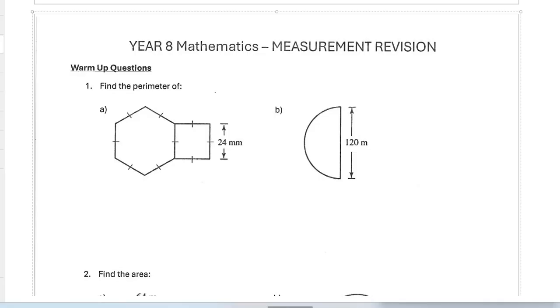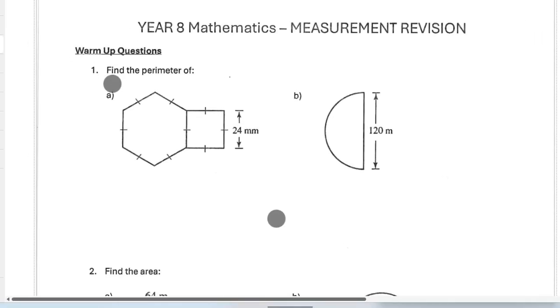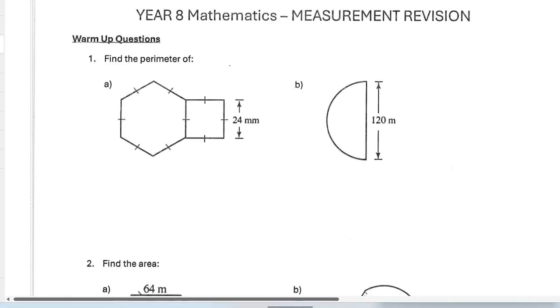The first question is about perimeter. We want to find the perimeter of the two shapes that you can see there. So the first shape has straight sides. If the shape has straight sides, all you have to do is add up all the outside side lengths.